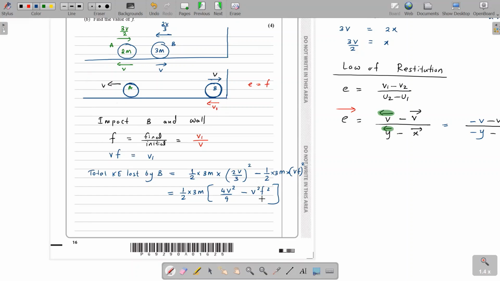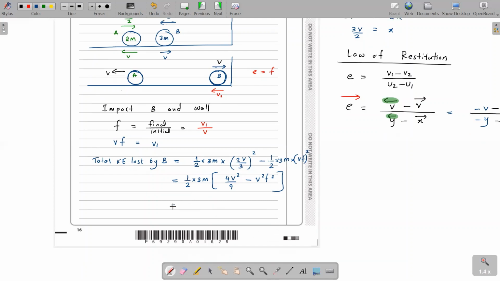Do you agree with my working? Again, I'm repeating, energy is a scalar quantity. Directions are not considered. All you need to do is get the initial energy and subtract the final energy. Initially, I start off with this speed. Finally, I end up with v1. This is talking about particle B. Particle B started off with 2v over 3 and ends up with v1, which is vf. So I used half mv square and subtracted the kinetic energies at both these 2 points.